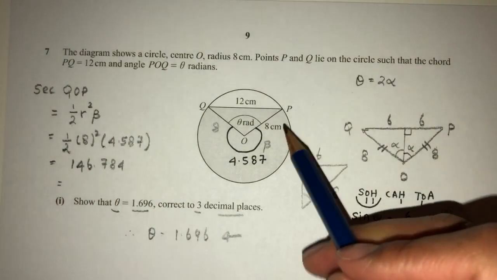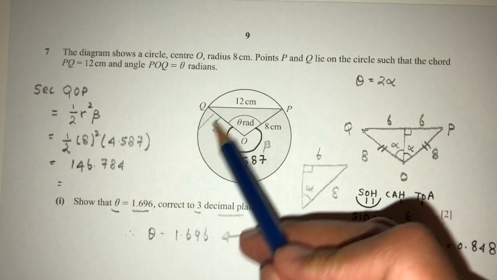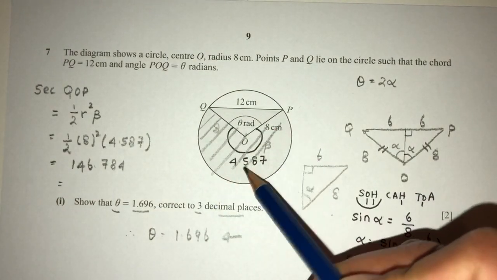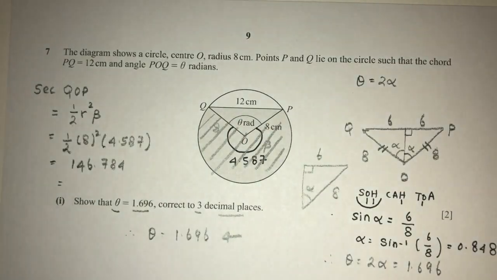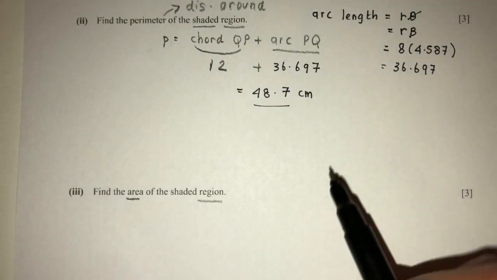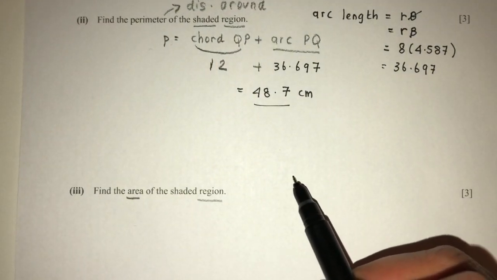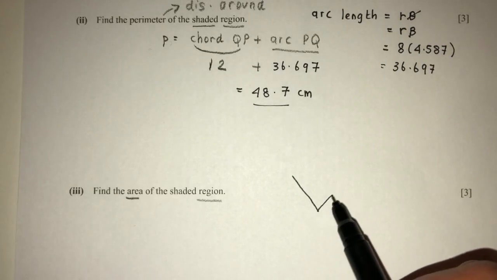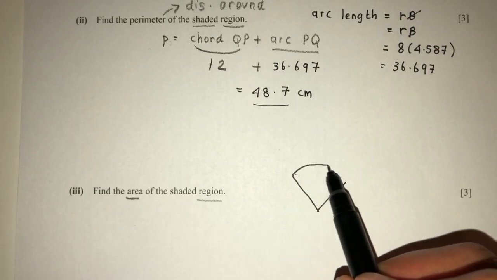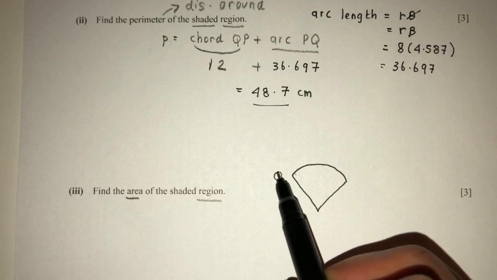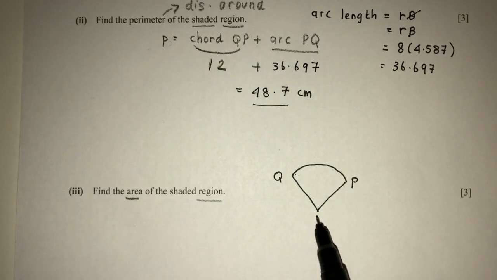That is this area. So we found this already. Now we want to find this one. Now if you break this down into another piece, you can see, so right now we have something like this. For example, this is Q, P, and O.